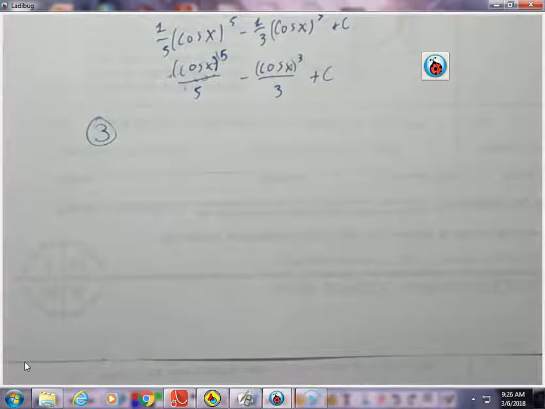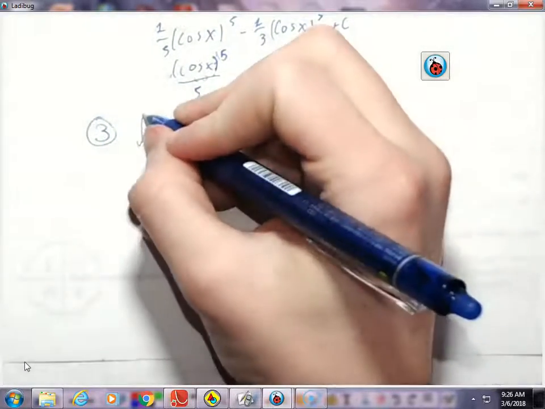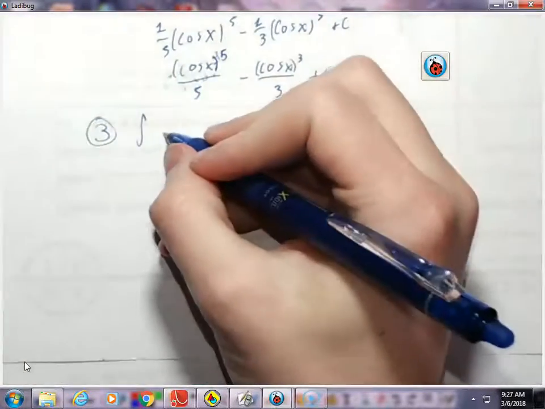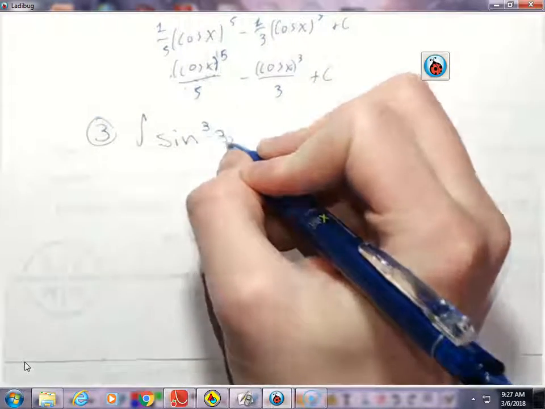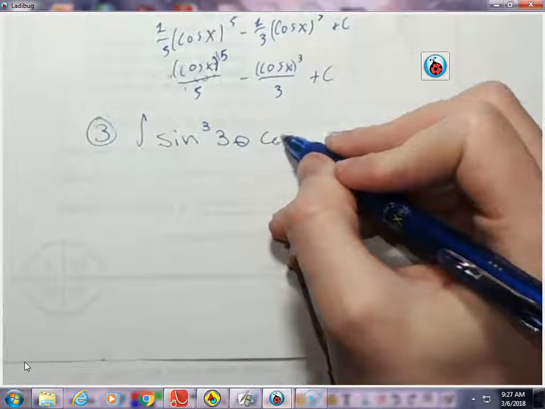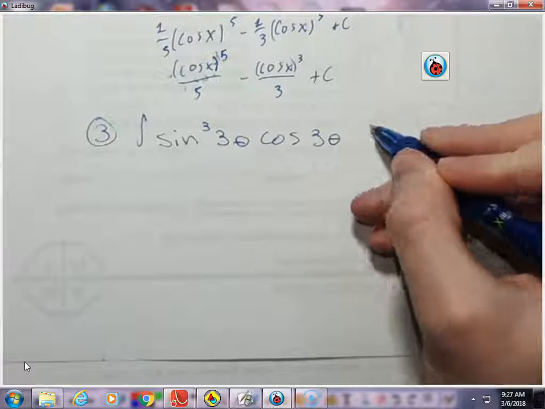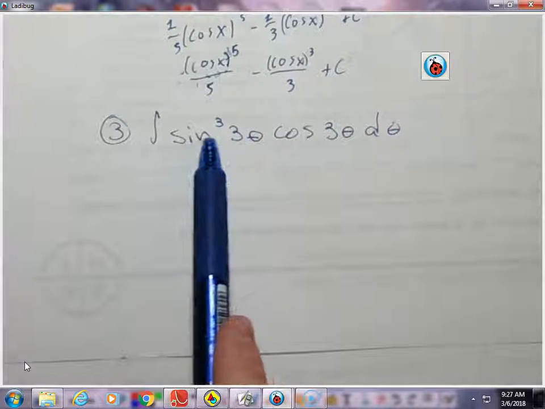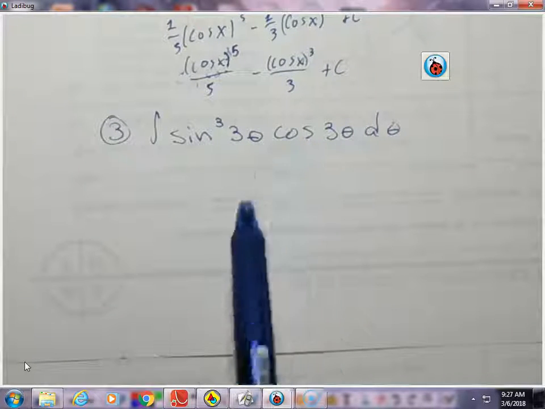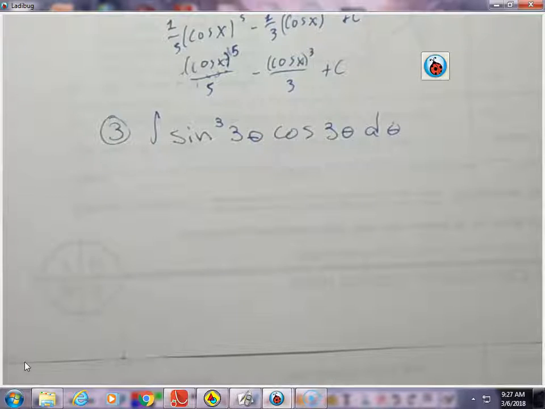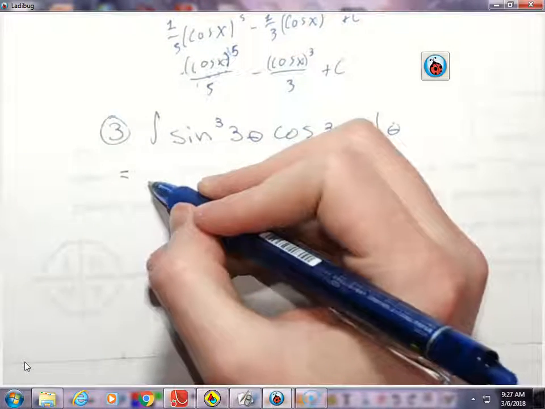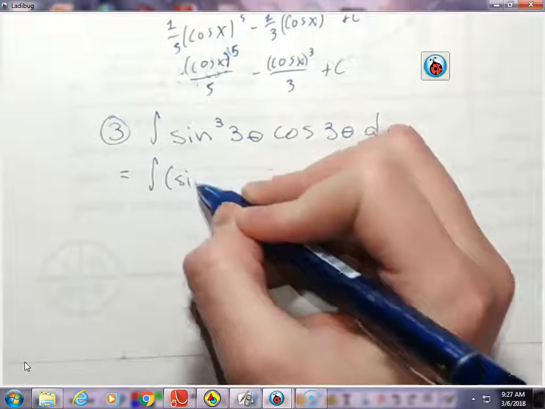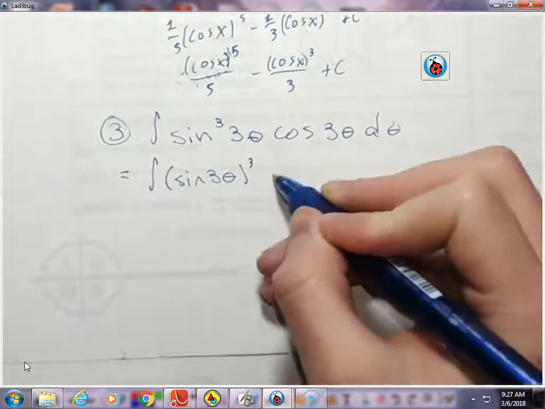Okay. Number 3 is written as the integral of sine cubed 3 theta cosine 3 theta d theta. If you just look at the problem, you see that the derivative of whatever's on the inside here is also in the problem, because the derivative of sine is cosine. So then you just say, it's equal to sine 3 theta cubed, just to clear that confusion up.